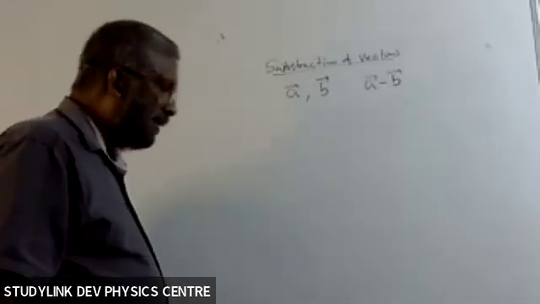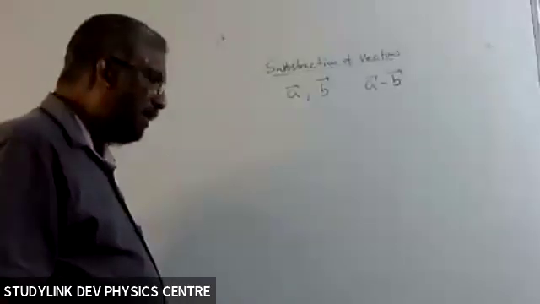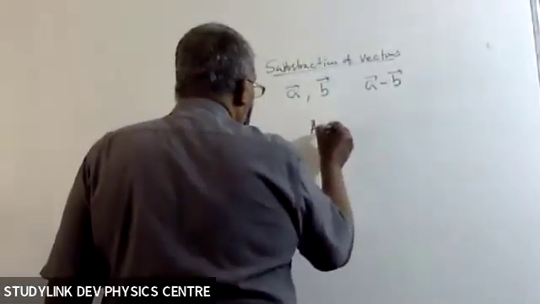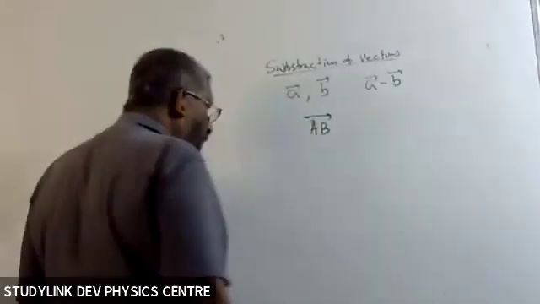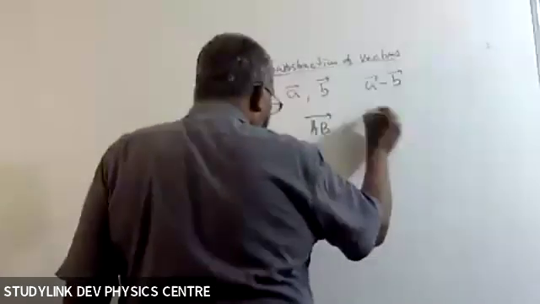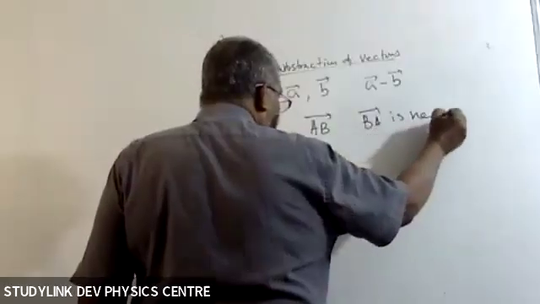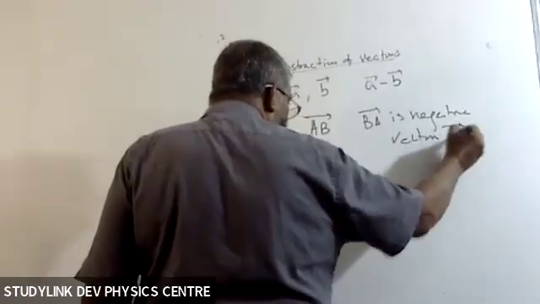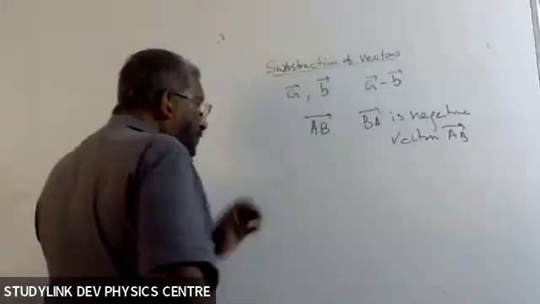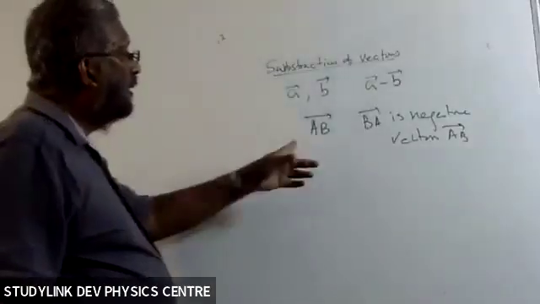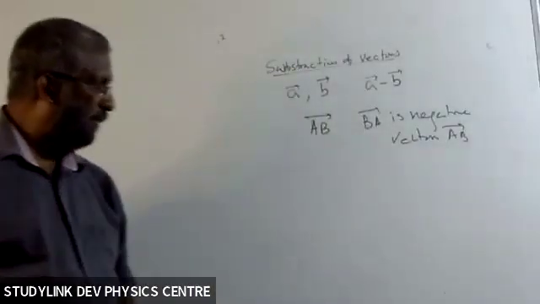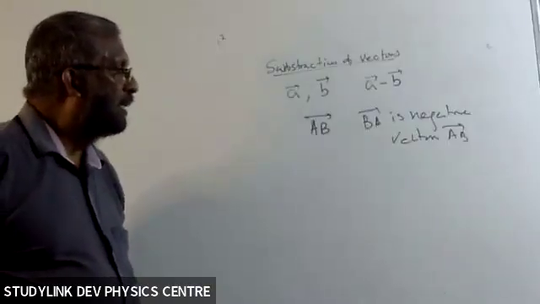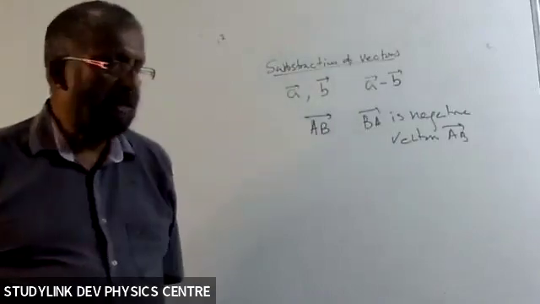That is, A minus B should be found. Normally, for a negative vector, as I said last time, you have to consider the direction opposite way, then the negative vector comes. That means AB is a normal vector, then BA is the negative vector of AB. Note it down like this.